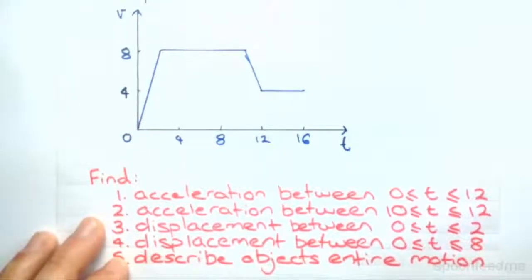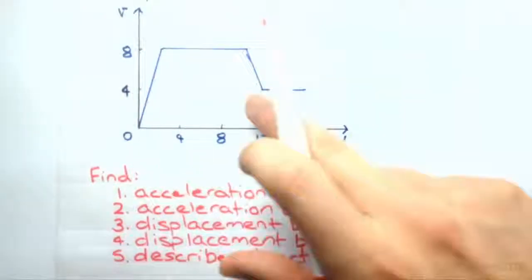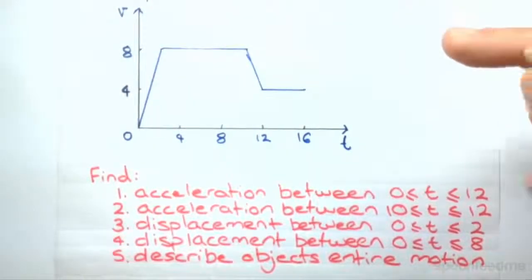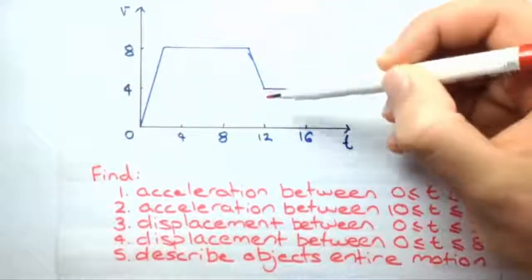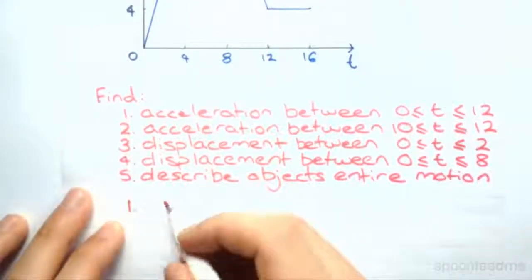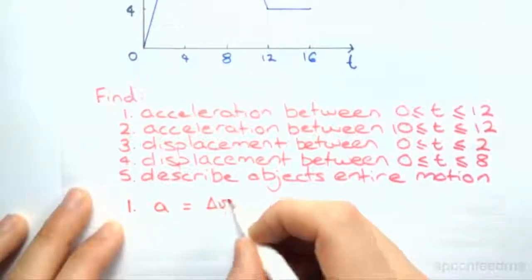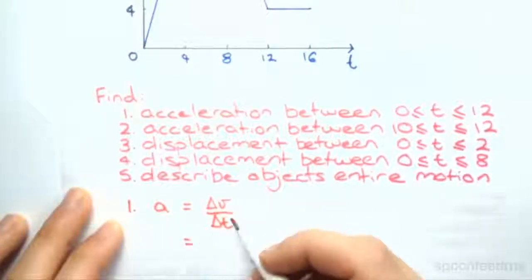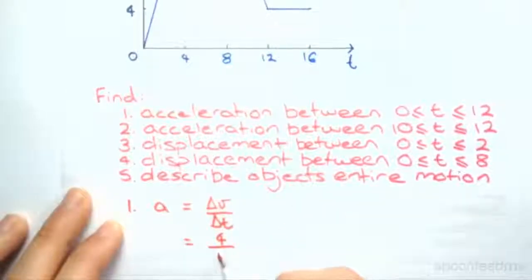So, number one, can we find the acceleration between times 0 and 12. So let's see, the acceleration is actually the change in velocity over a certain time. So over 12 seconds, the velocity changes from 0 to 4, right? So if we just write that down here, acceleration equals change in velocity over change in time, which equals, we said from 0 to 4, so the change in velocity, it changes 4 over time, 12 seconds.